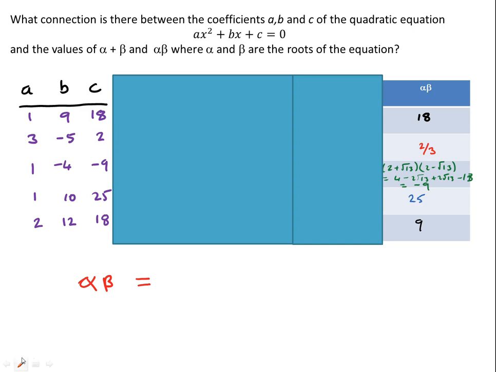Now it doesn't take too much to note that the value of alpha times beta certainly doesn't seem to have very much to do with the value of b, but is very closely related to the values of c and a. And looking carefully, I'm hoping you might spot the fact that alpha times beta is actually equal to c divided by a. Just check that through on each of the values.